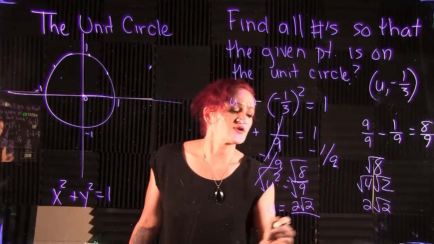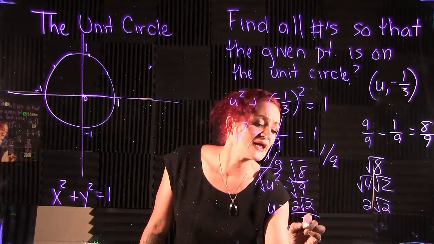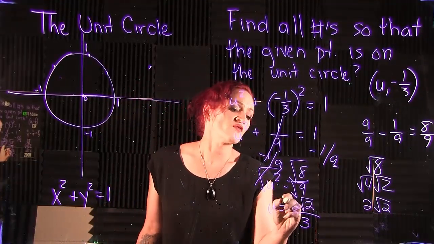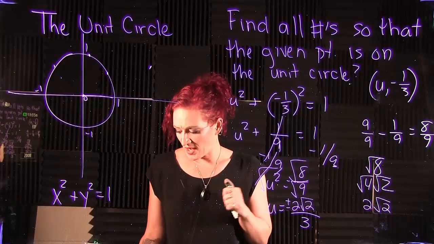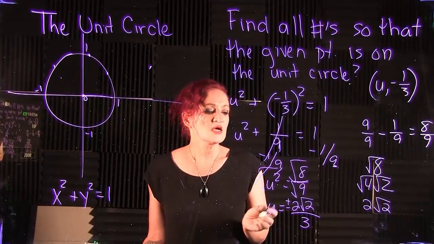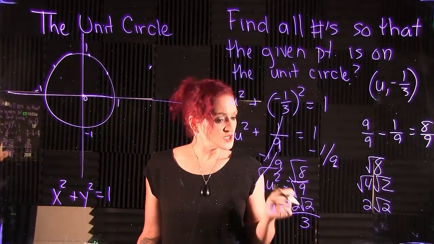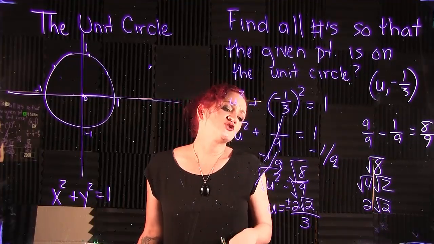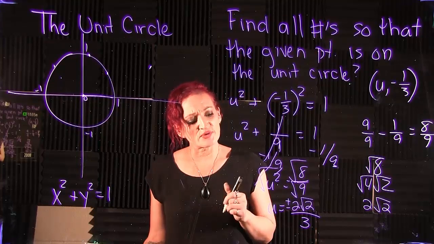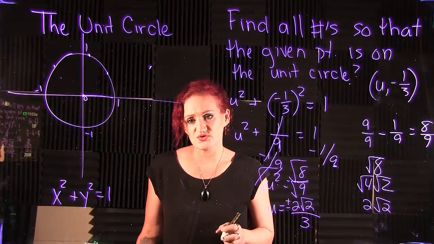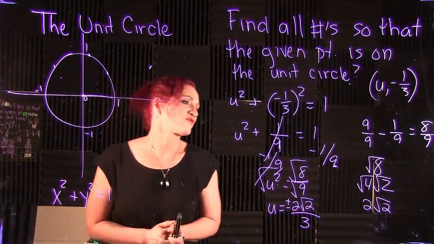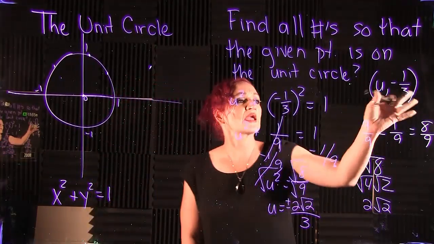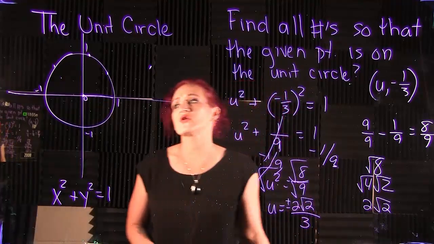Now in the denominator, the square root of 9 is a 3. That is a perfect square. We can take the square root of that. Don't forget your plus or minus because we are taking the square root. So it is a plus or minus there. So that means u is either a positive 2 square roots of 2 over 3 or a negative 2 square roots of 2 over 3, which means there are two u's that would make this point be on the unit circle.